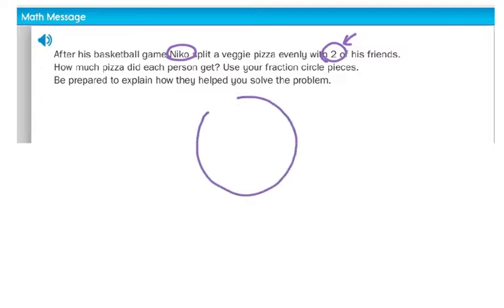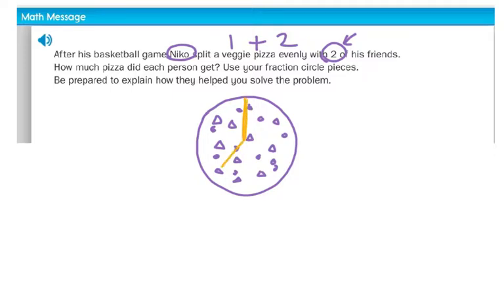So let's take that veggie pizza. Let's see, what would you put on it? I don't know. Little peppers. Maybe olives. So you've got a veggie pizza, and there are 3 friends. Nico is 1 and 2 of his friends. So let's divide this into 3 equal parts.